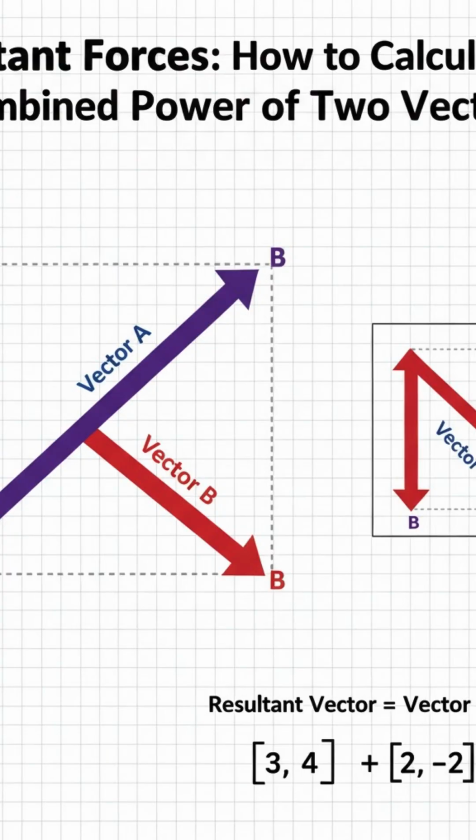Final thought. You do not need advanced formulas to understand vectors. With addition, subtraction, and Pythagoras, you can solve most basic vector problems confidently.